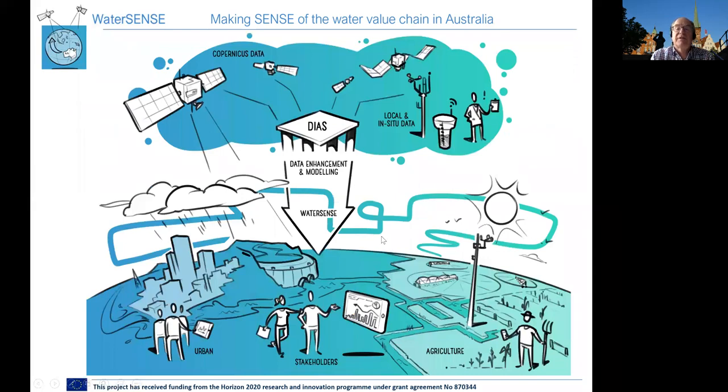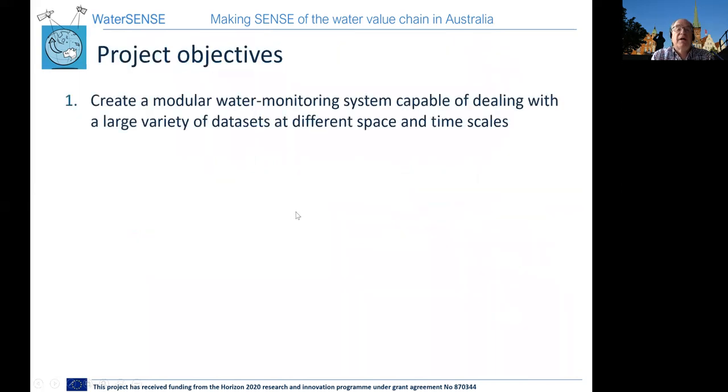Here you can see this in a graph. We are using Earth observation data, and local and in situ data, and this is then, through WaterSense, channeled and translated to urban managers, to stakeholders, for example for reservoirs, and also for agriculture. The project objectives are to create a modular water monitoring system that is able to provide a large variety of data sets in different space and time scales.